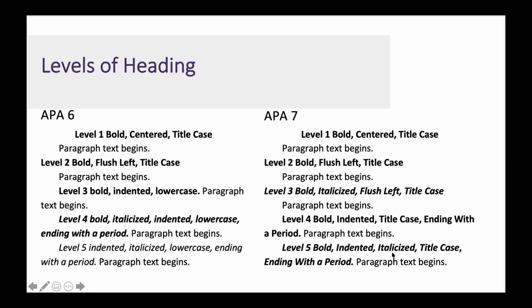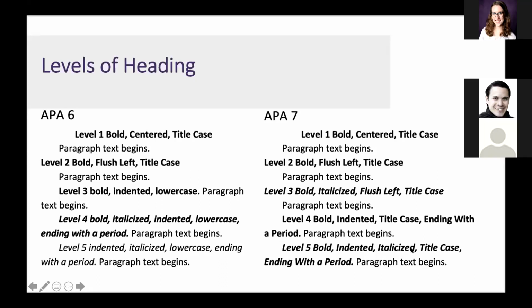We go to level 4. Level 4 is first line of the paragraph, title case, bold. Level 5, same thing, just italics thrown in on it. So it's a more logical system, and we're limiting the number of things being changed, and again, they're just always bolded and title case.